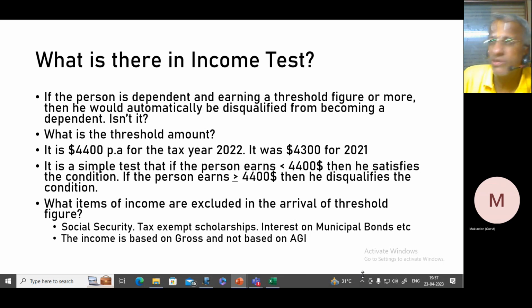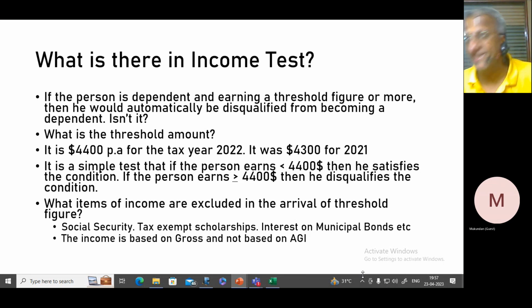Sometimes you have incomes which are tax free. I am not using the term exempt income, but tax free: social security income, tax exempt scholarships, interest on municipal bonds. These items are tax free. Do not include them for the purpose of the test of threshold 4,400. And one more important thing is that these items are to be taken at gross value and not to be taken up at AGI level.